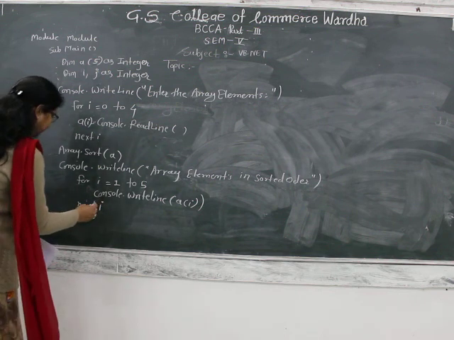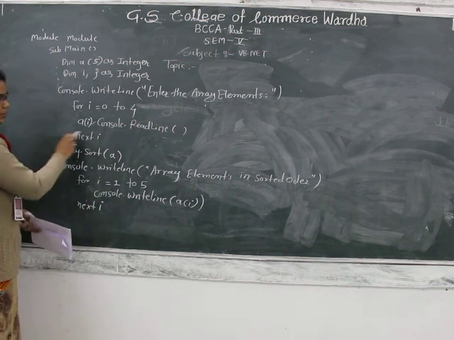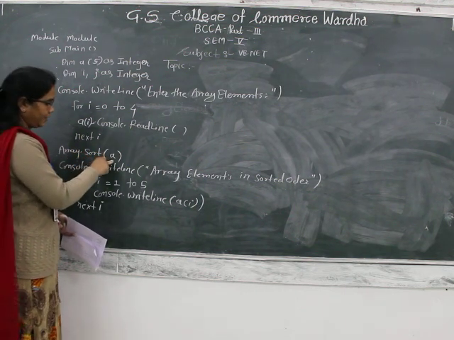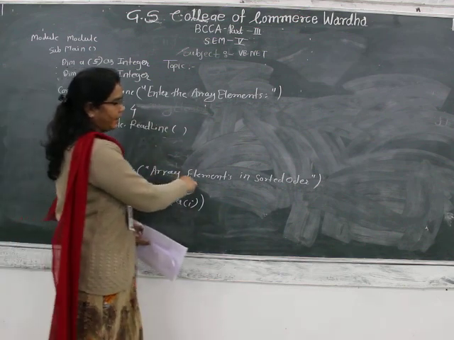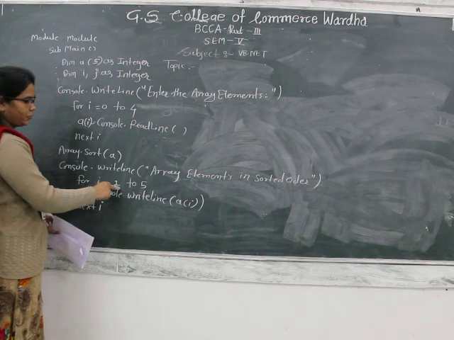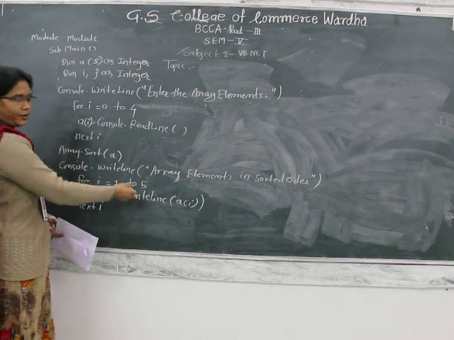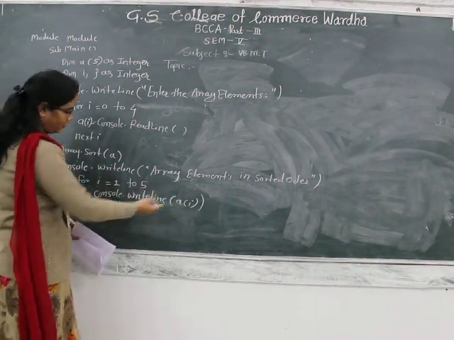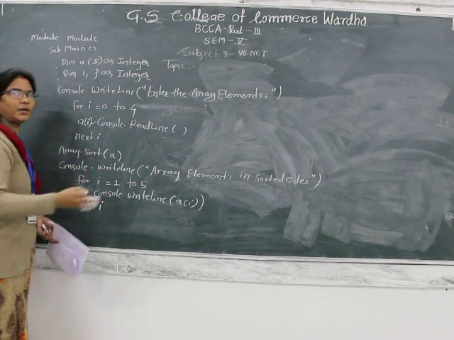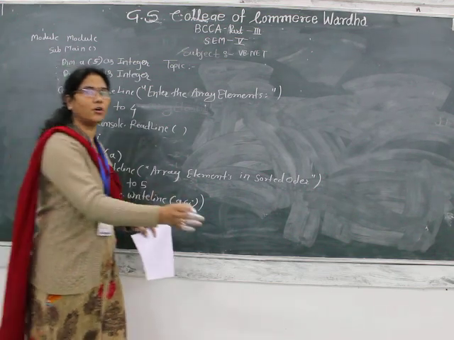After that, likewise you can use the Reverse method here. Array.Reverse(A), then write the array elements in reverse order. Then for I equals 1 to 5 or 0 to 5, Console.WriteLine(A(I)). If we write this for the Reverse method, it will show the elements in reverse order.